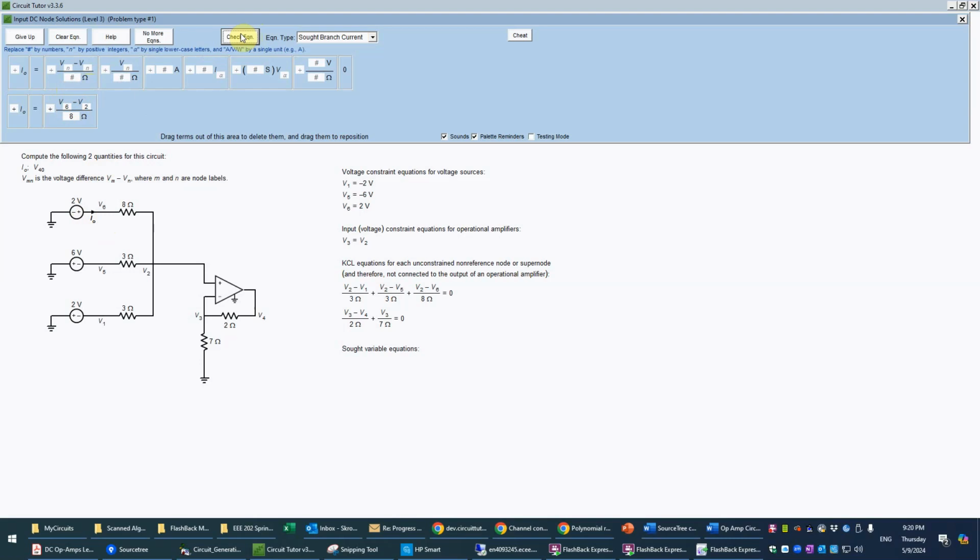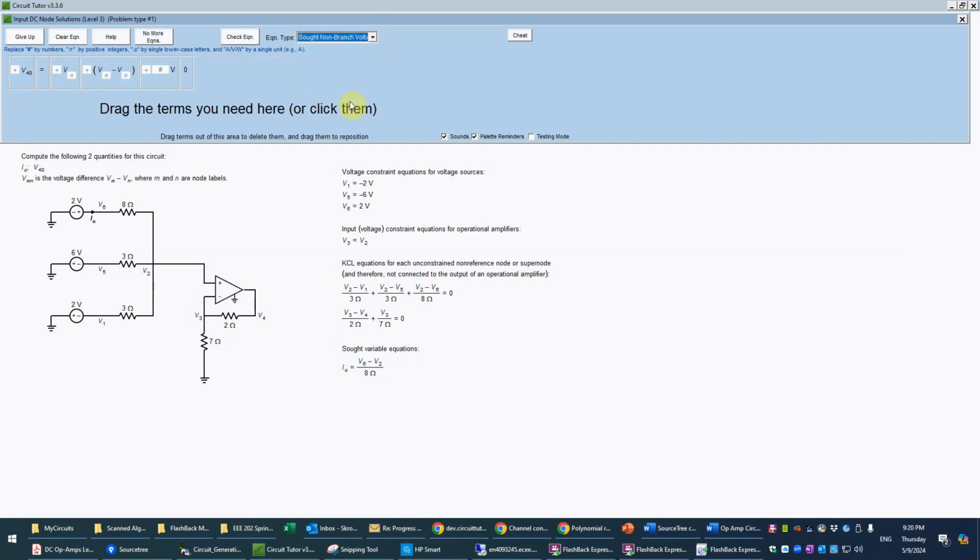And we'll check that. And then our other SOT variable is V40, which is using the double subscript notation, just means V4 minus V0, which is the ground potential. And so we'll select a SOT non-branch voltage there because that does not appear across any one circuit element. And so that's very simple. It's just V4 minus 0. We don't have to include the minus 0, of course, so we just put in V4, and that's done.